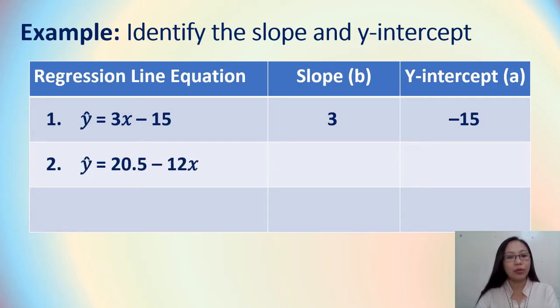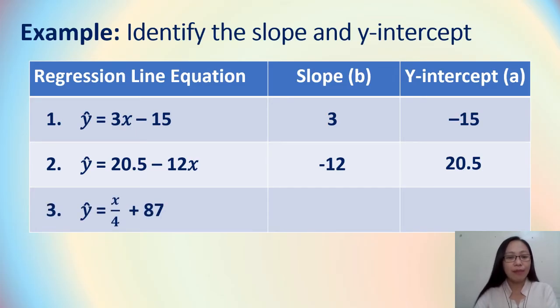Let's look at number 2. y hat equals 20.5 minus 12x. As you notice, this equation is reversed. The y-intercept comes first. This is 20.5. That is the constant, so that's the y-intercept. And your slope automatically is negative 12. And there you have your y-intercept, 20.5.